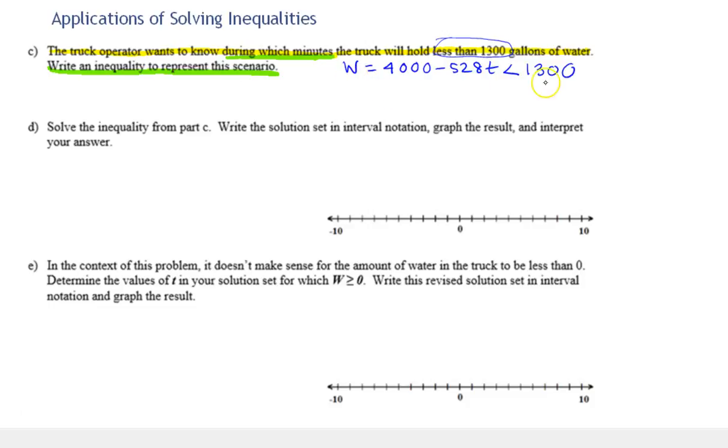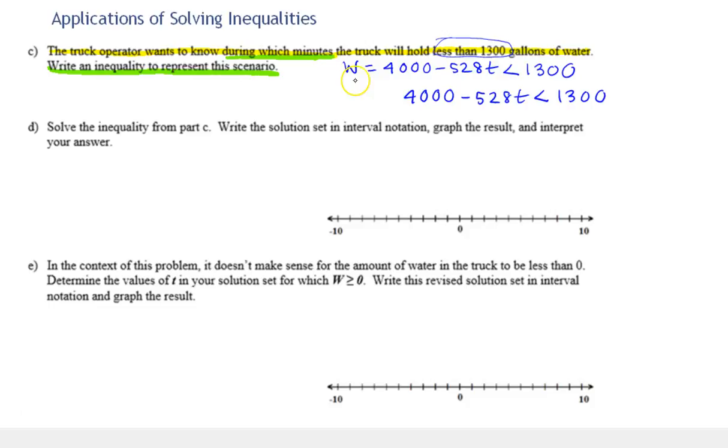Now, notice this looks a little bit weird. We have an equation and then we have an inequality. Okay, so we really want to know, because it said during which minutes, we really want this expression on the left-hand side to be written in terms of t, not W. So I'm going to rewrite this as 4,000 minus 528t. We want to know when that is less than 1,300.